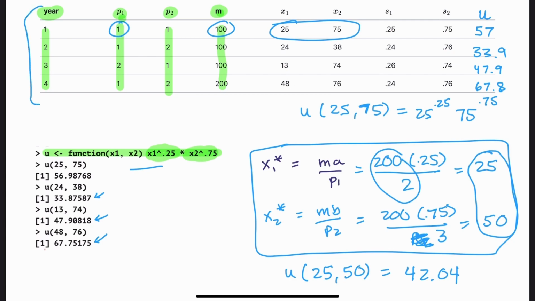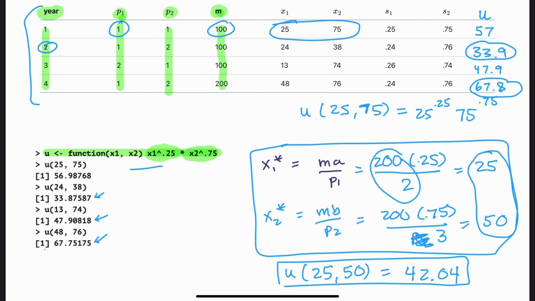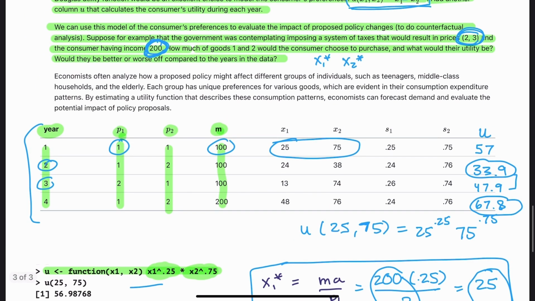And that has relevance because we can compare it to the utilities they experienced in different years. They were least happy in year 2. They were most happy in year 4. And under this new tax policy, they would be happier than they were in year 2, but less happy than they were in year 3. They'd be between these. So that's what I'm looking for you to say there.